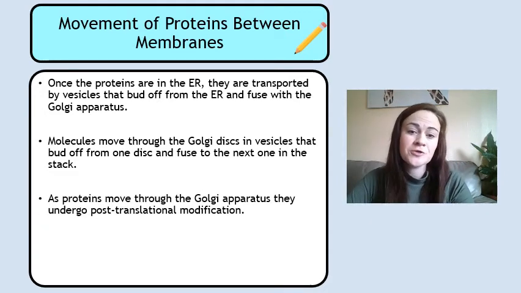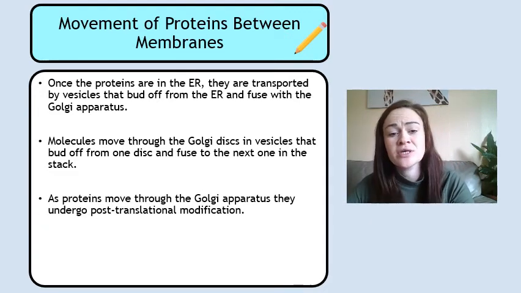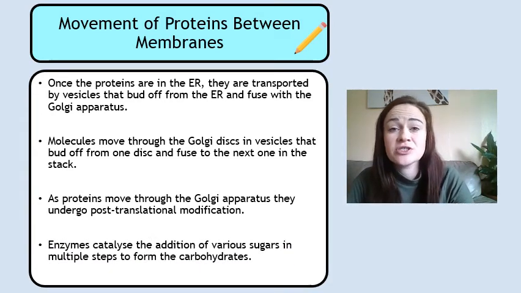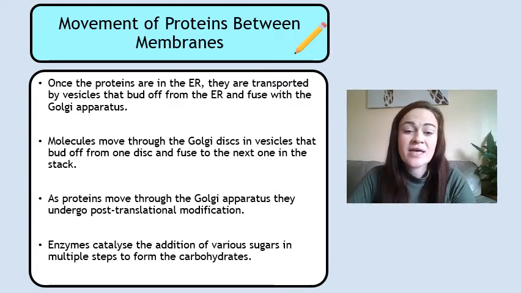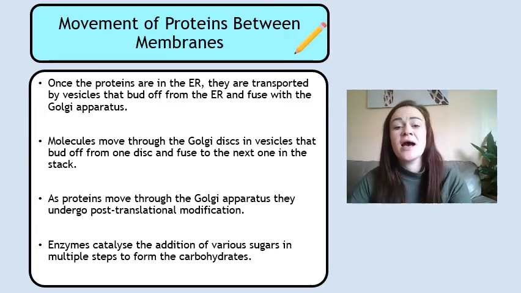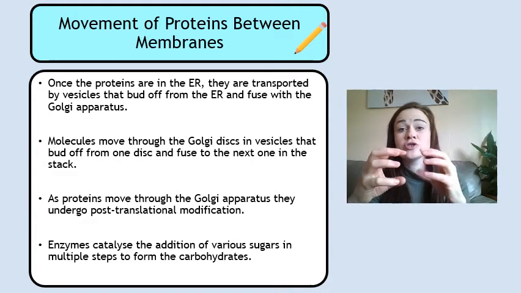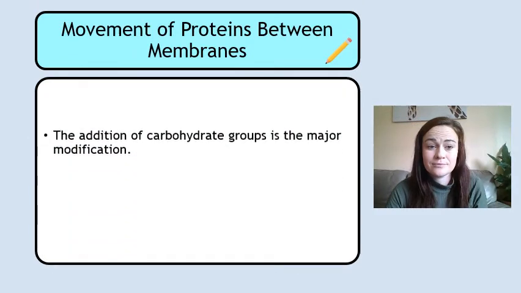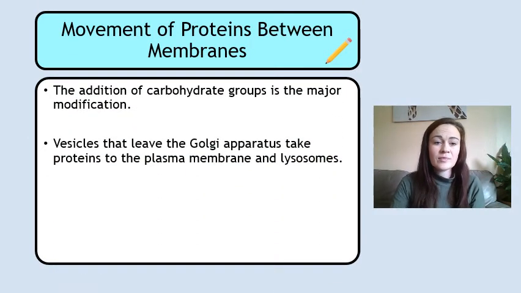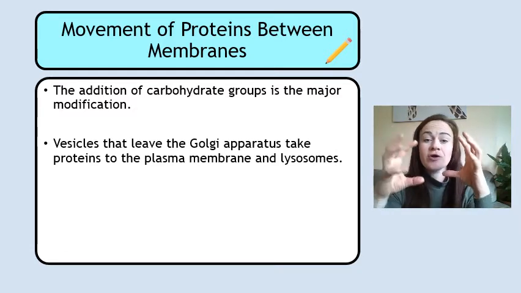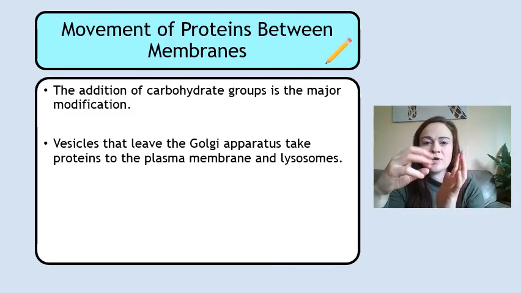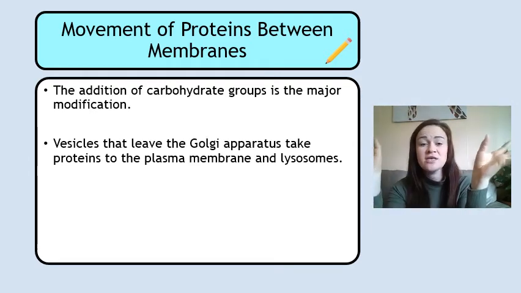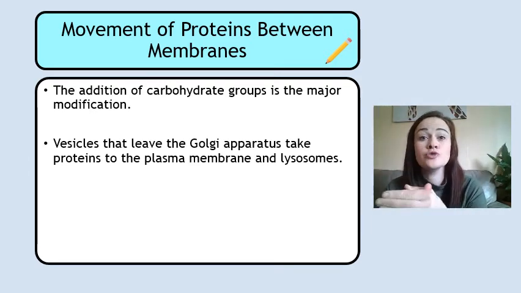While the proteins move through the Golgi apparatus, they undergo post-translational modification. The most common one is the addition of a carbohydrate. Enzymes catalyze this addition, adding sugars on top of each other to make more and more complex carbohydrates. Vesicles that then leave the Golgi apparatus, remember, will bud off from that membrane and take the proteins to the plasma membrane, maybe for releasing outside of the cell, or to the lysosome.